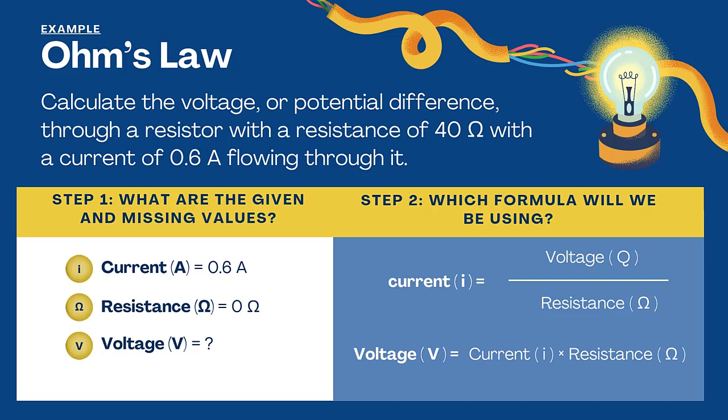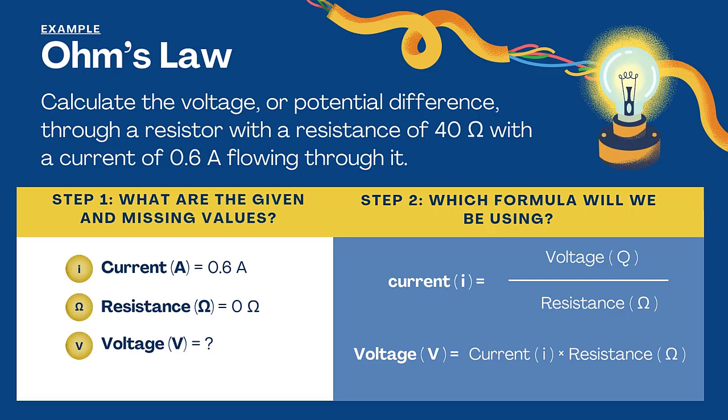You can watch the Ohm's law through these calculations. Example. Calculate the voltage or potential difference through a resistor with a resistance of 40 ohm with a current of 0.6 ampere flowing through it. So we can calculate in two steps. Step 1, what are the given and missing values? Step 2, which formula will be using?